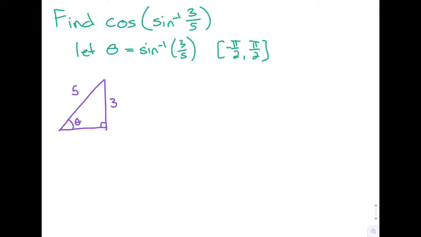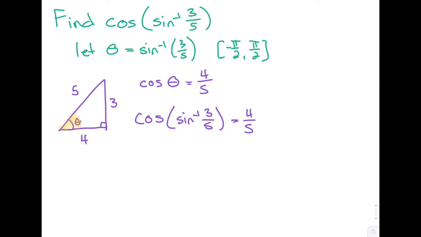We can then solve for the remaining side by the Pythagorean theorem: 5 squared equals 3 squared plus some other number squared, which is an easy one, so we know that that's 4. So by this logic, the cosine of that angle theta is simply 4 over 5, the adjacent side over the hypotenuse. So cosine of sine inverse of 3/5 equals 4/5.